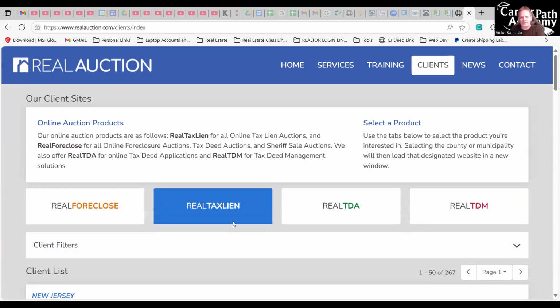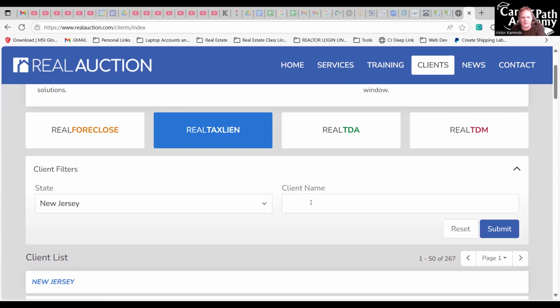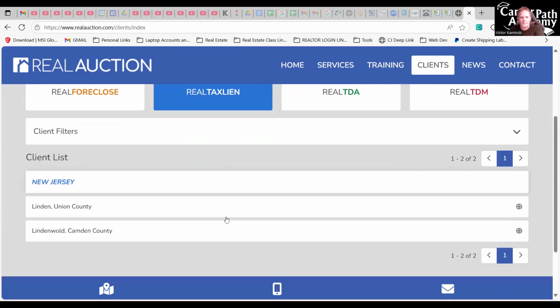Let me look up my town, because I know my town recently did one. Let me look at the filters, and I'm going to put in there Linden. So let's see. Linden, Union County.